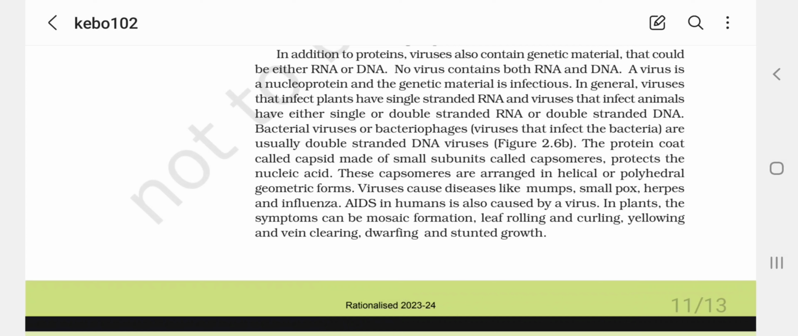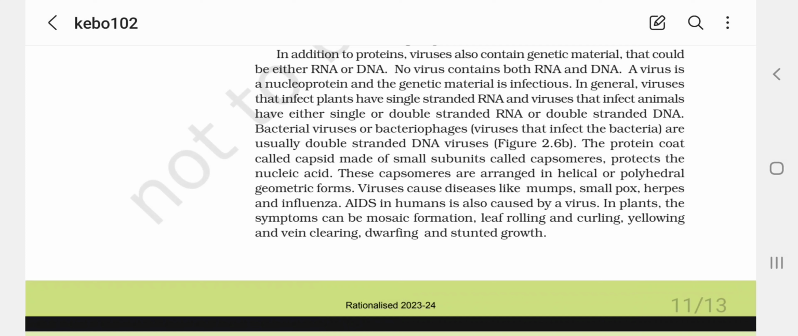In general, viruses that infect plants have single-stranded RNA, and viruses that infect animals have either single or double-stranded RNA or double-stranded DNA. Bacterial viruses, or bacteriophages, viruses that infect bacteria, are usually double-stranded DNA viruses. Figure 2.6b. The protein coat called capsid, made of small subunits called capsomeres, protects the nucleic acid. These capsomeres are arranged in helical or polyhedral geometric forms.